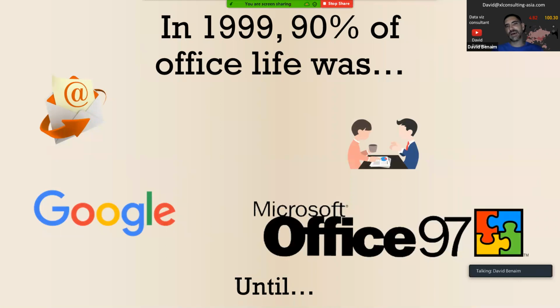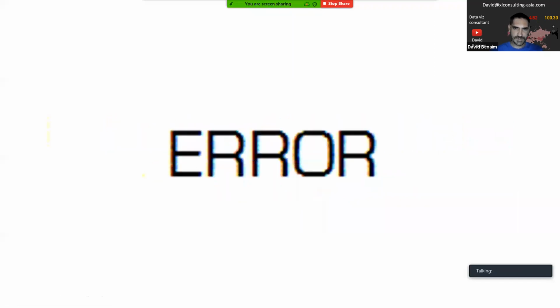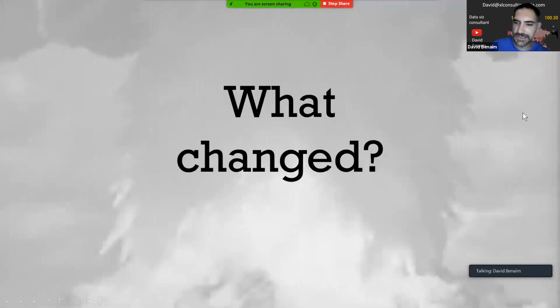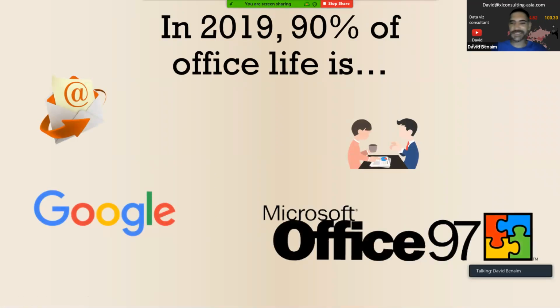We look at 1999, and 90% of office life back then was using email, looking things up on Google, using Office 97, and having meetings until the end of 1999. Some of you might remember this, the big explosion. What changed? The short answer is nothing changed, because in 2019, 20 years after that, and even this year, 90% of what we do in the office is email, having meetings, looking things up on Google, and using Microsoft Office 1997.